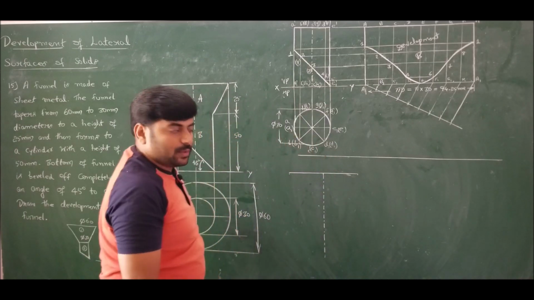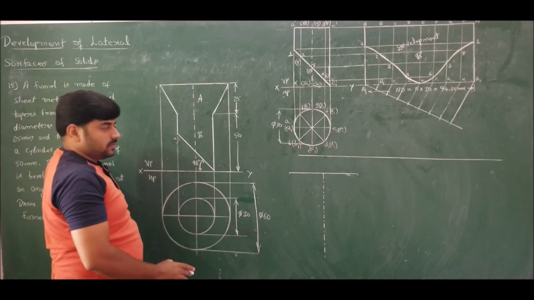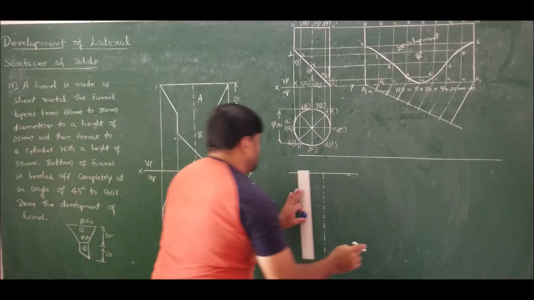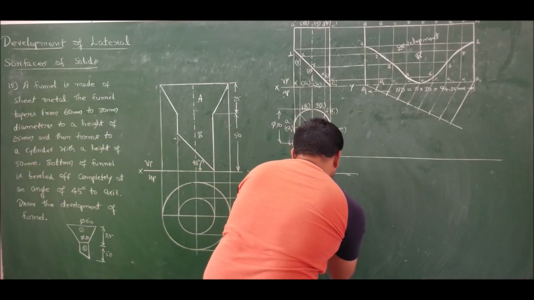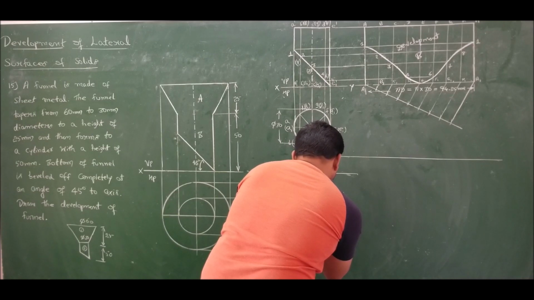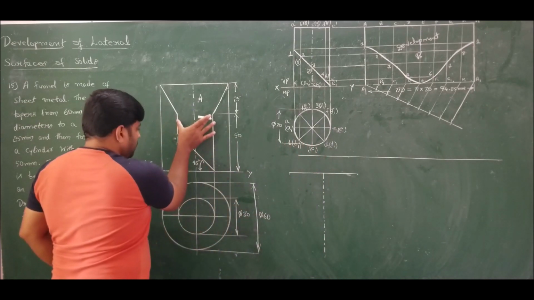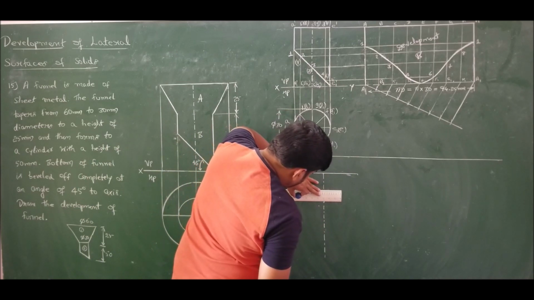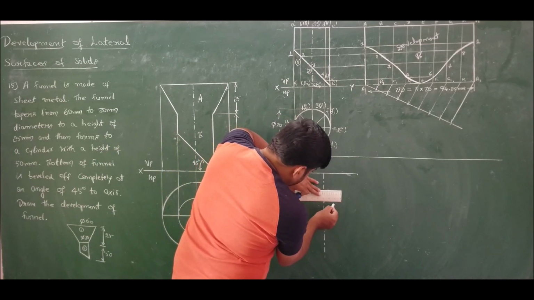So don't worry about top view. Top view is not required. We want only front view. So therefore I am laying down the front view. Now this is 25. Measure 25. Here we have diameter of 30. So therefore mark 15, 15 on either side.